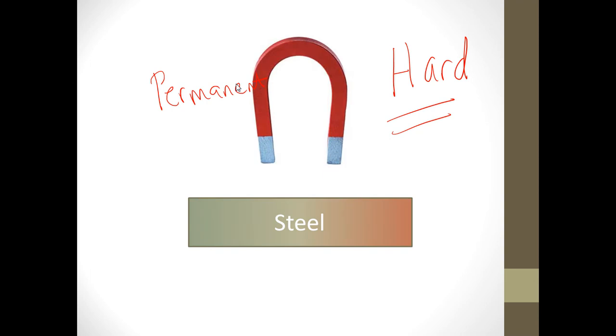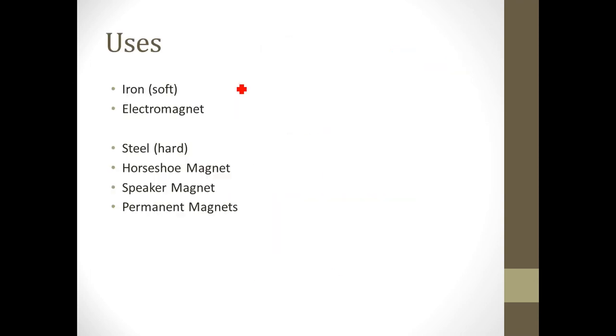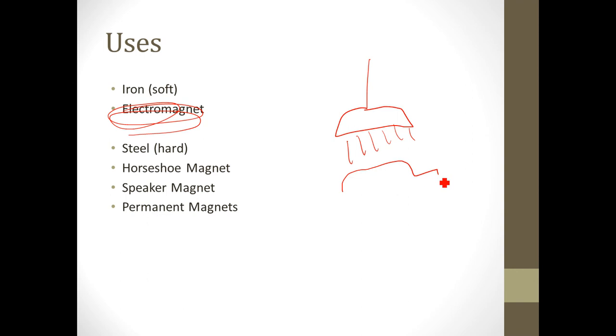Okay, now these have two very different uses. For an iron magnet, we make electromagnets out of those. So think about that machine that picks up cars at the dump. Because that's made out of iron, as soon as I turn the current off, it'll drop the car. If that was made out of steel, when I turn the current off, the car would stay stuck to it, which would kind of make it useless.